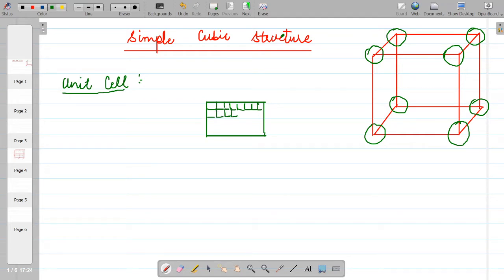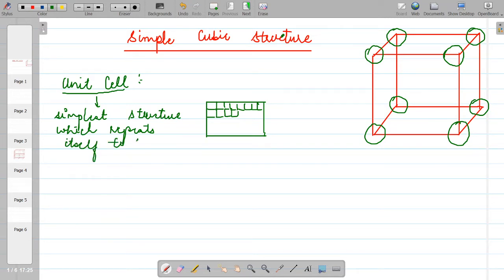So basically, the unit cell is the simplest structure which repeats itself to form a crystal structure.